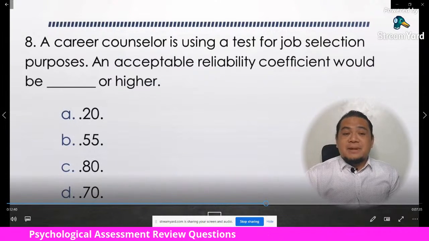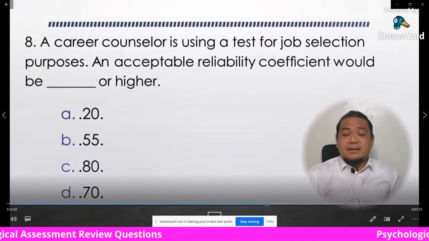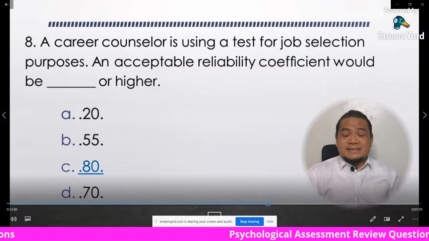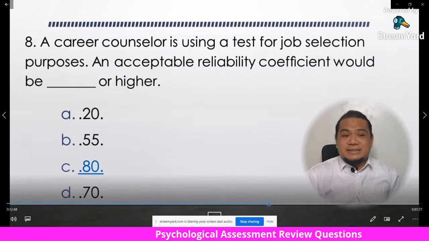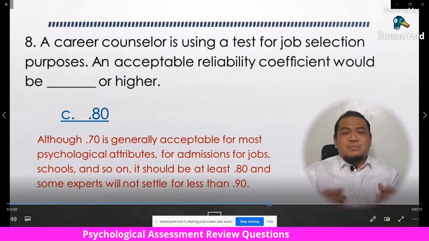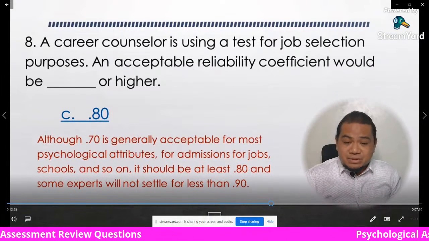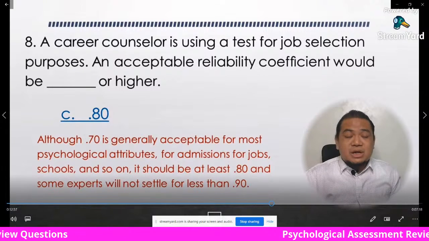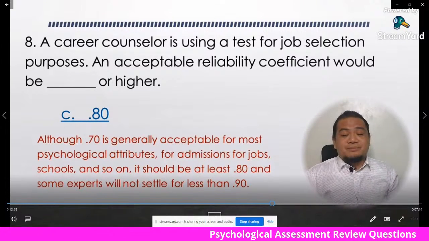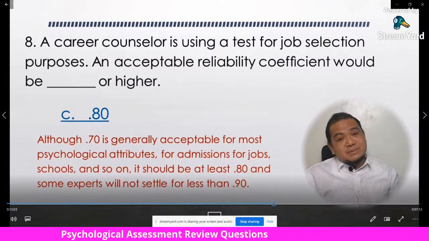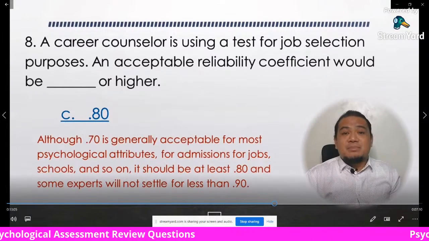An acceptable reliability coefficient would be blank or higher. And the answer is letter C, 0.80. And although 0.70 is generally acceptable for psychological attributes, for admissions, for jobs, school, and so on, it should be at least 0.8, and some experts will not settle for less than 0.9.